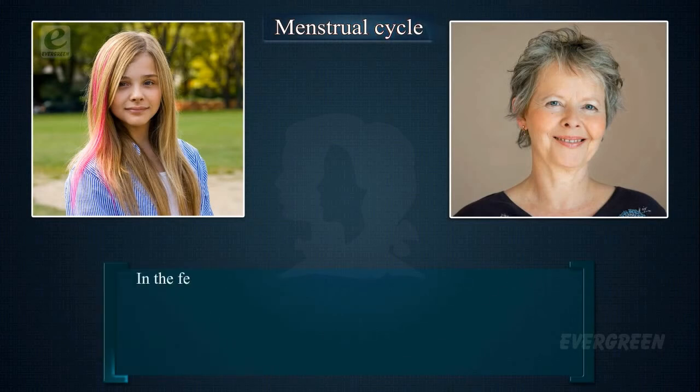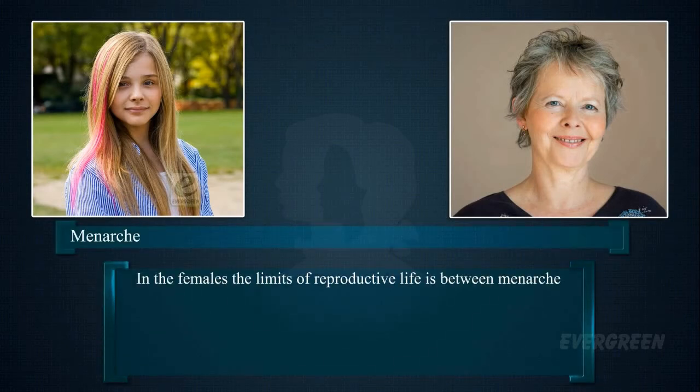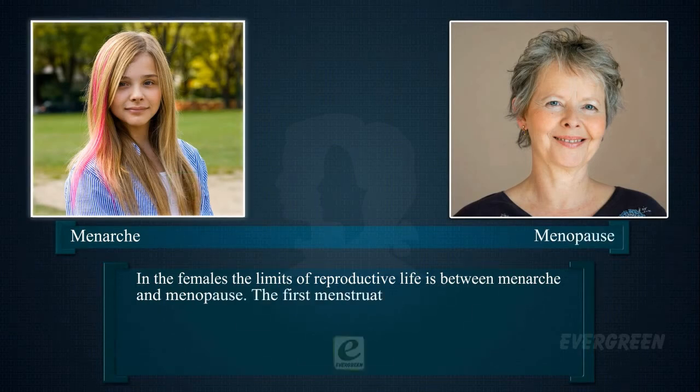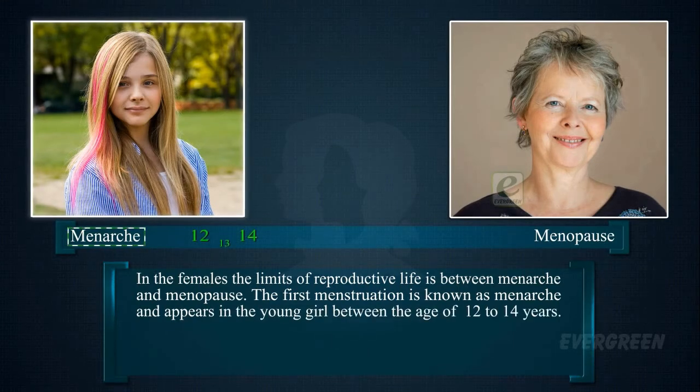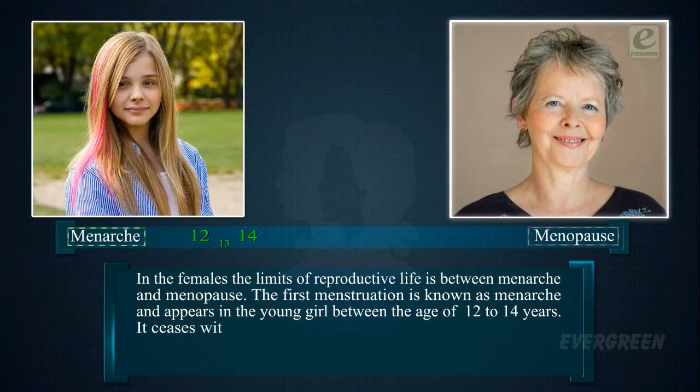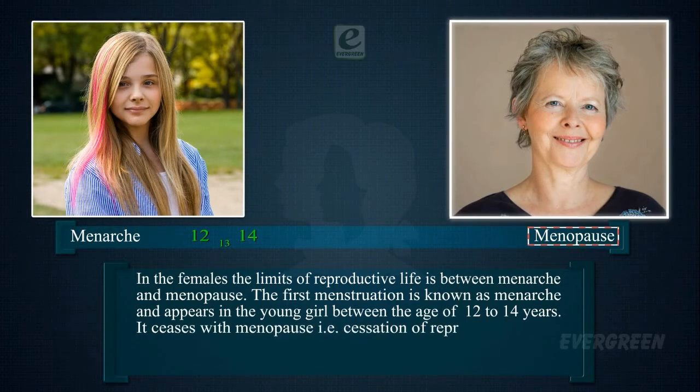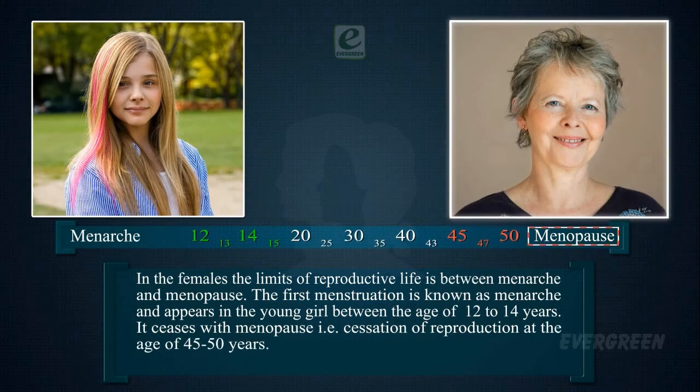In females, the limits of reproductive life are between menarche and menopause. The first menstruation is known as menarche and appears in the young girl between the age of 12 to 14 years. It ceases with menopause, that is, cessation of reproduction at the age of 45 to 50 years.